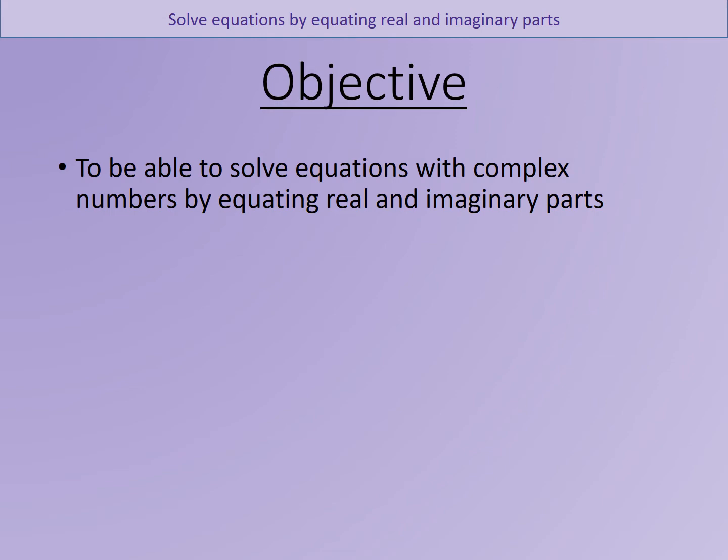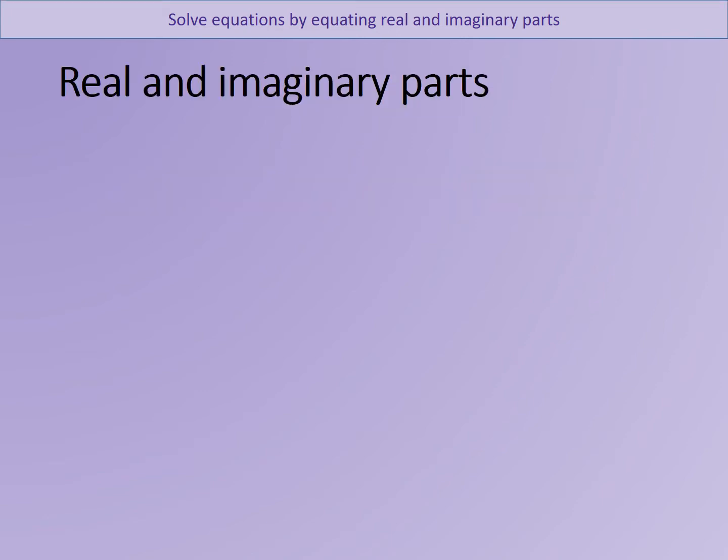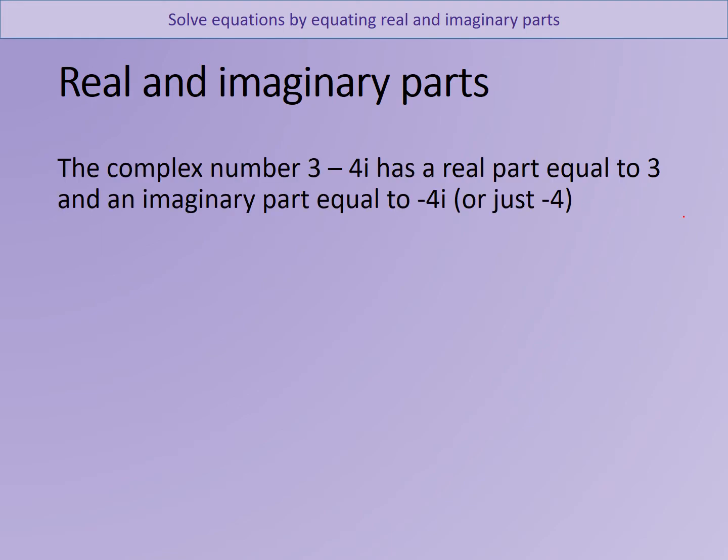By the end of this lesson, you should be able to solve equations with complex numbers by equating real and imaginary parts. Let's see what we mean by real and imaginary parts. If we take a complex number 3 minus 4i, it has a real part that's equal to 3 and an imaginary part that is equal to minus 4i, which we would just say as minus 4.